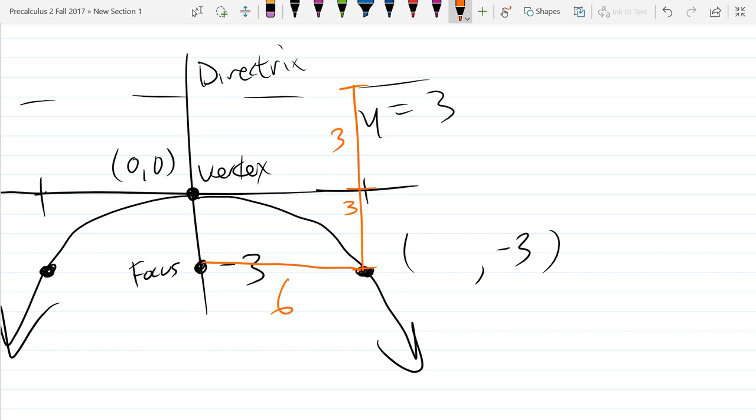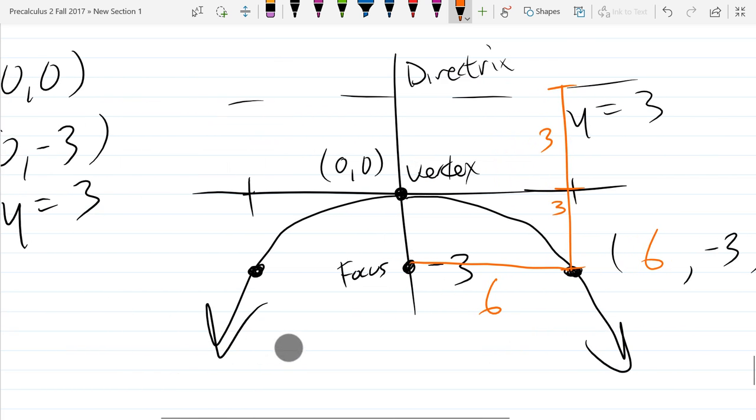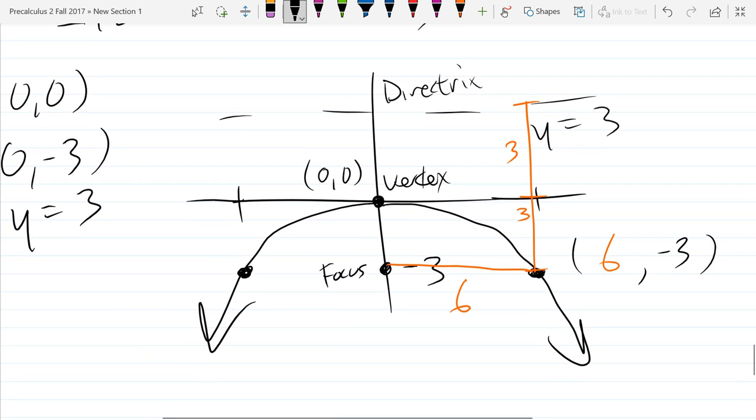So to measure up to the directrix, you do 3 to hit the x-axis, and then 3 more to hit the directrix. So that means 6 is how far you're going, so I have to go 6 to the right. So we get 6, -3. And over on the left side is going to be the mirror image, which is -6, -3.